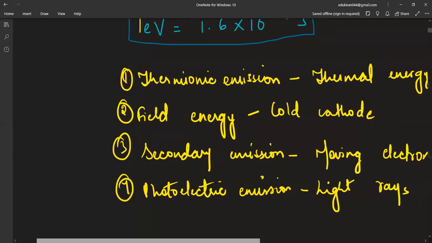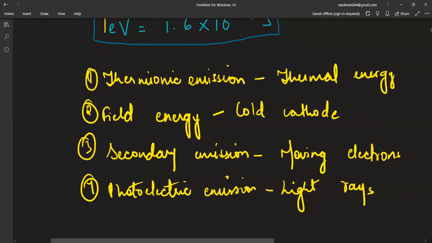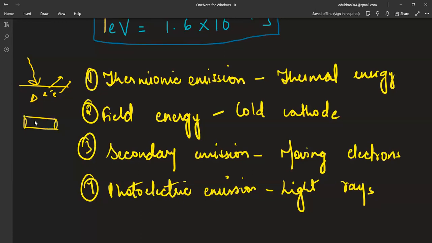Now, different phenomena I told you through which electrons can come out. One is known as thermionic emission. Thermionic emission means because of the thermal energy, the electrons are coming out. Sufficient thermal energy, heat, is provided, and that lets the electrons move out. Okay. Next is field emission. This is a process where a cold cathode ray tube is connected, and that emits heat, which leads to ejection of electrons. Then you have secondary emission.